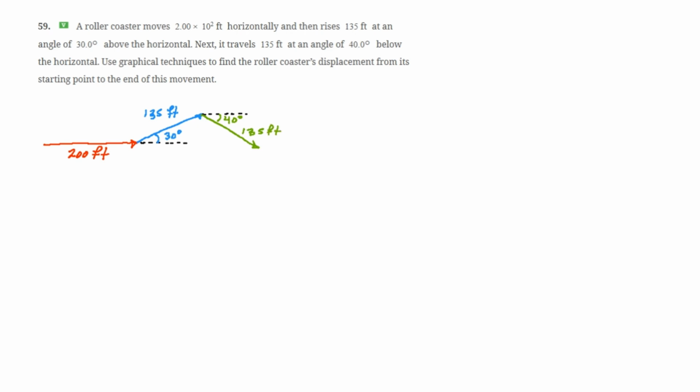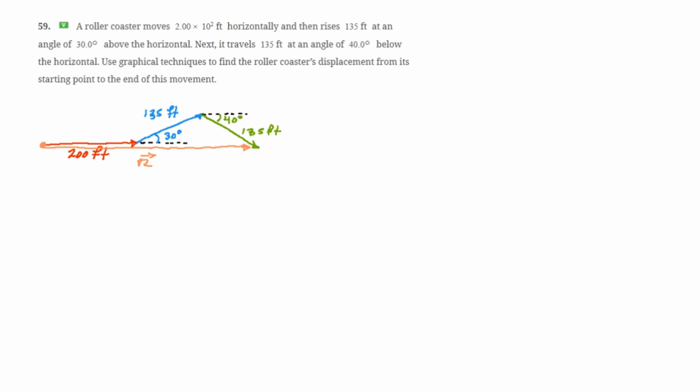So at the end, the resultant vector: we go from the tail of the first vector of 200 feet horizontal to the arrowhead, to the head of the 135 feet vector that was 40 degrees below the horizontal. So if I want to find the resultant vector, I have to join these 2 points. This should be the resultant vector. Now, what is the magnitude of this resultant vector? What is the angle of this resultant vector?